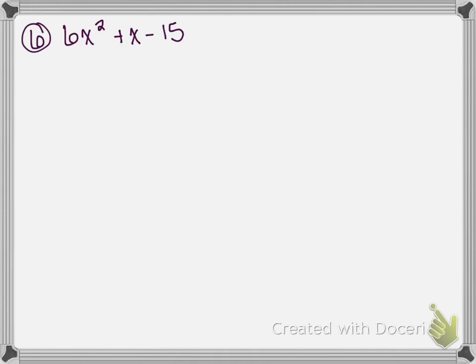This particular problem, 6x squared plus x minus 15, we are factoring using the AC method. There is no GCF for us to factor out. So we have to multiply the 6 times the negative 15, and when we do that, we get our product. 6 times negative 15 is negative 90. And our sum is our b value, so our sum is positive 1.